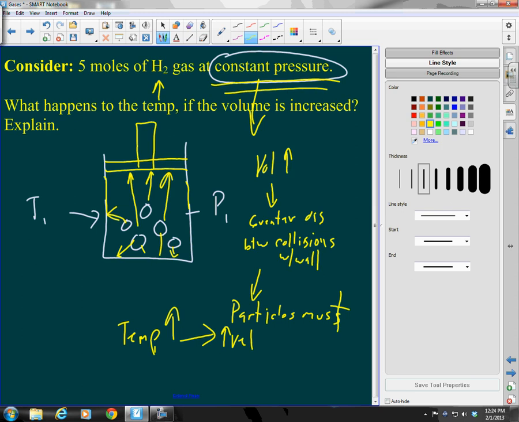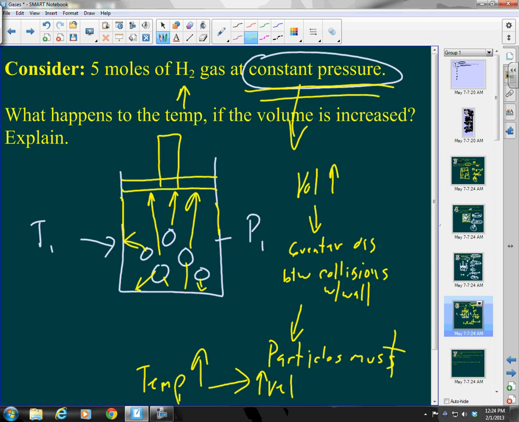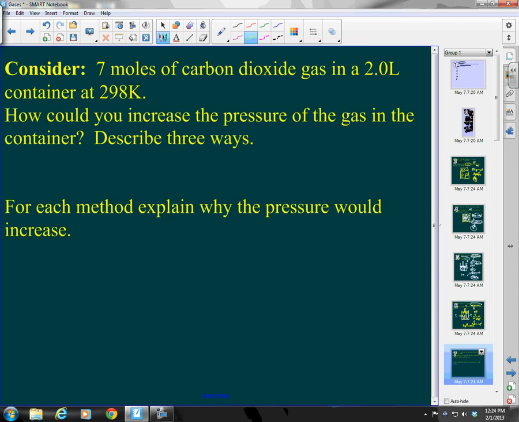Okay, I think you guys are handling this right. Good, we'll find out. Here we go. Consider 7 moles of carbon dioxide gas in a 2-liter container at 298 Kelvin. How could you increase the pressure of the gas in the container? Describe 3 ways. All right, put me on pause. You guys come up with answers. Bring me back when you're ready.